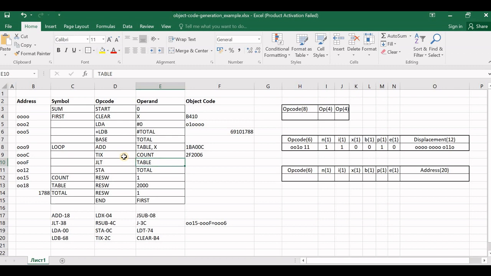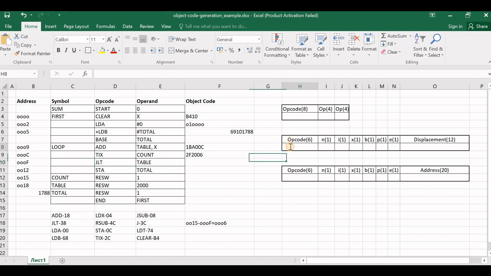Next, the next instruction is JLT table. JLT table is an instruction. First find out which instruction format this instruction is present in. The instruction is not in format 1 since it has got an operand. It is not in format 2 because the operand is a memory location. It's not in format 4 also because the instruction is not starting with the plus symbol. It is in format 3. The first step is to find out the opcode for the instruction JLT. The opcode for the instruction JLT is 38 hexa.